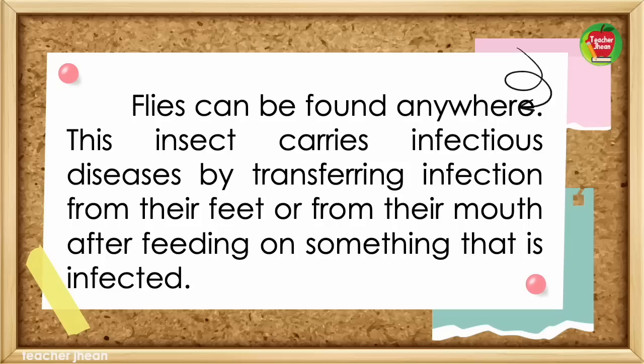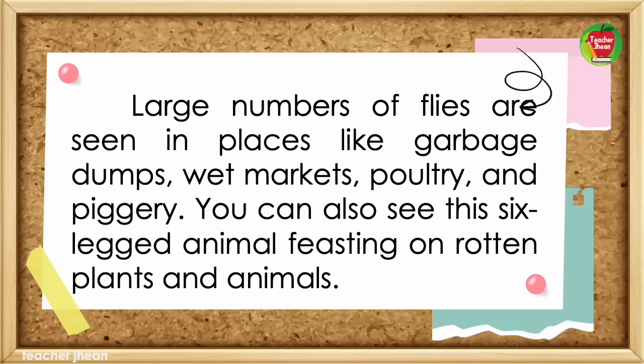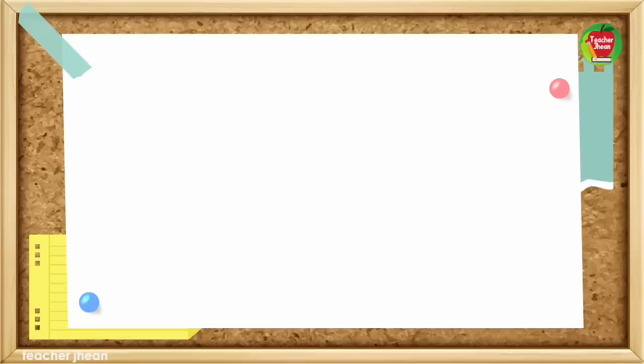Flies can be found anywhere. This insect carries infectious diseases by transferring infection from their feet or from their mouth after feeding on something that is infected. Large numbers of flies are seen in places like garbage dumps, wet markets, poultry, and piggery. You can also see this 6-legged animal feasting on rotten plants and animals. Now let's answer the following questions.